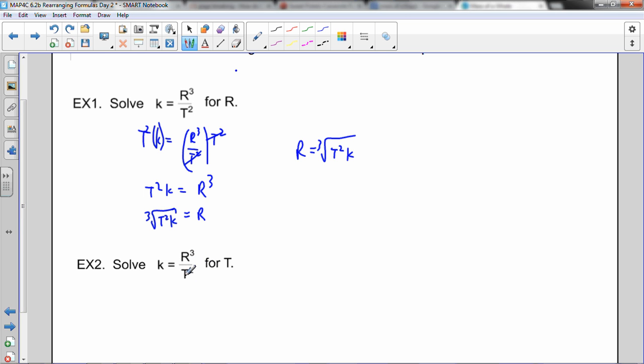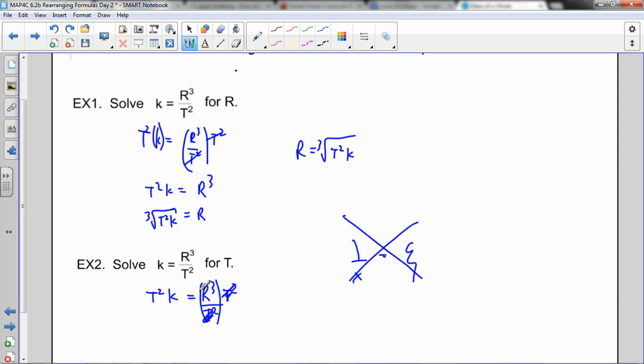Solve for t. If I want to solve for t, well, what's the first operation? We never have something in the bottom as the answer, right? We never ever do that. So we got to get the t squared sort of back up on ground level. And it's the same first step as we did up here. We're going to multiply both sides by t squared. And then on this side, it cancels out.